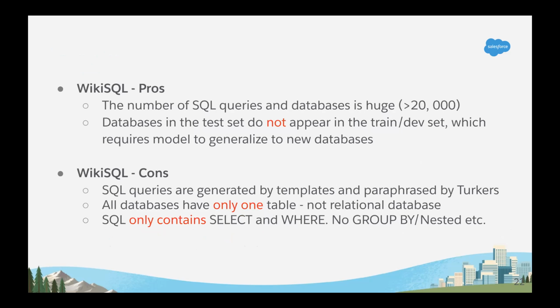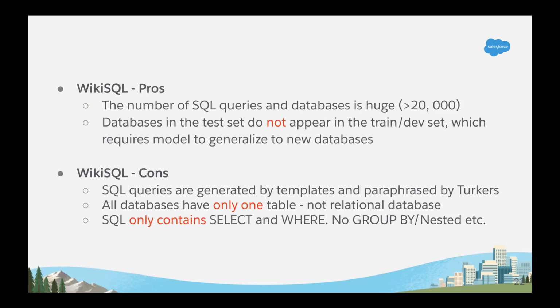So the advantage of WikiSQL is huge. The number of queries and databases is huge. And second, it's the first dataset that emphasized cross-domain. Cross-domain means the databases in a test set do not appear in a training or dev set, so the model you design needs to be able to generalize to new databases.